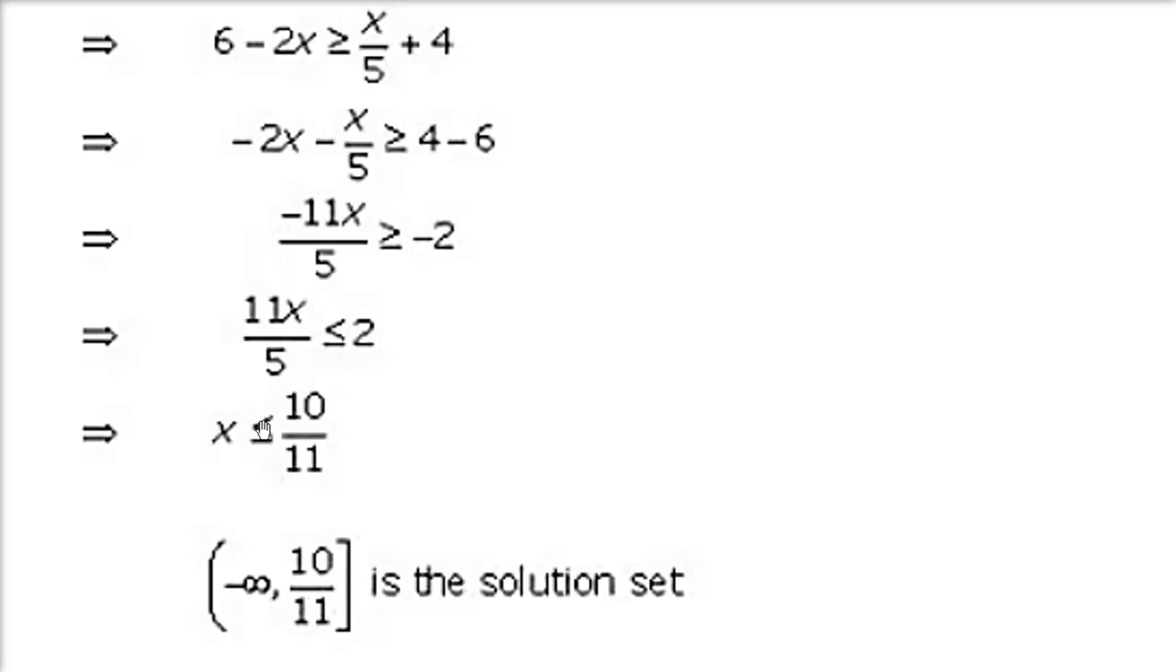As I said, since it is less than or equal to 10 by 11, anything which is on the left hand side, that is from minus infinity to 10 by 11, but still it is less than or equal to. So you have to put a square bracket, because this is inclusive. We have an equal sign also.